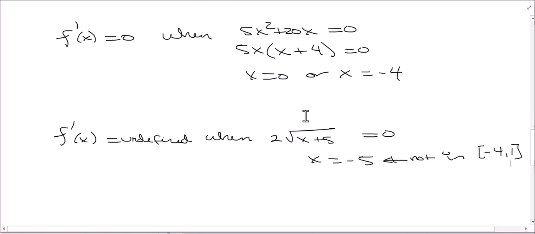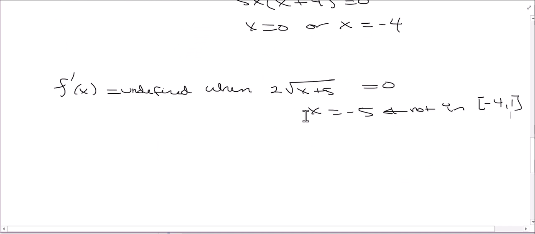Alright, so now that we have our critical points, we can test for the absolute extrema. So remember, absolute max is the largest function value, and absolute min is the smallest function value on the interval given. So the things that we're going to test then are critical numbers that fall inside the interval, so 0 and -4, and the endpoints, -4 and 1. So -4 is common, so we'll obviously just test it once, only include it once.